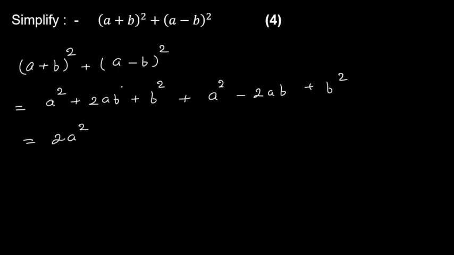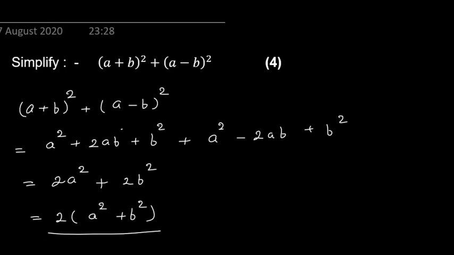Then plus 2AB and minus 2AB, they will cancel, and this B square plus B square is 2 times B square. So we take 2 common, and inside the bracket we have A square plus B square. This is the simplification of A plus B the whole square plus A minus B the whole square. So easy. How much time have we taken to solve this? So in 12 minutes we have done all the problems.